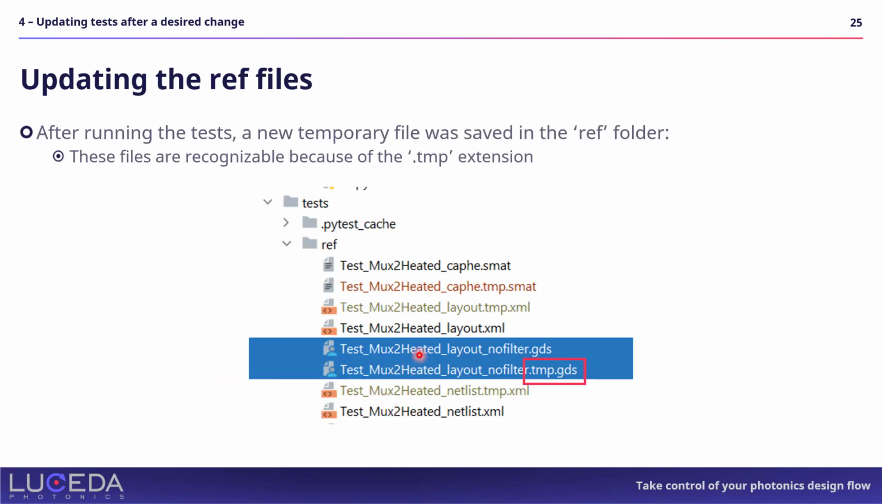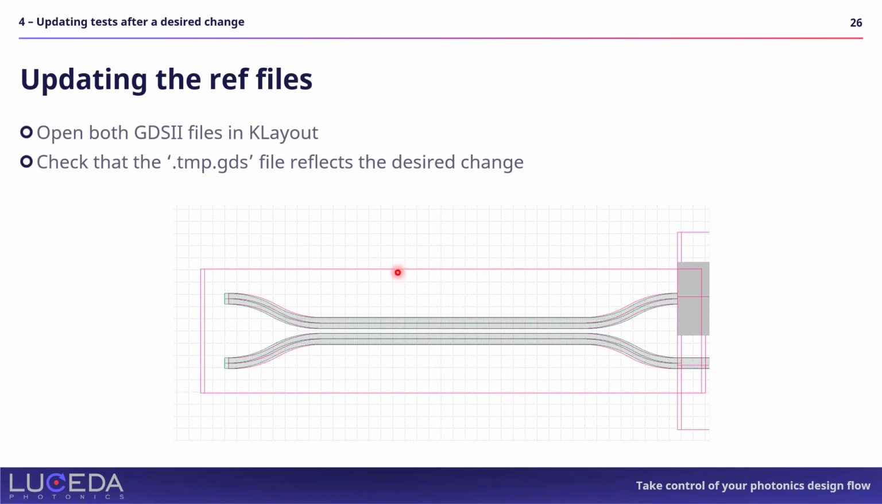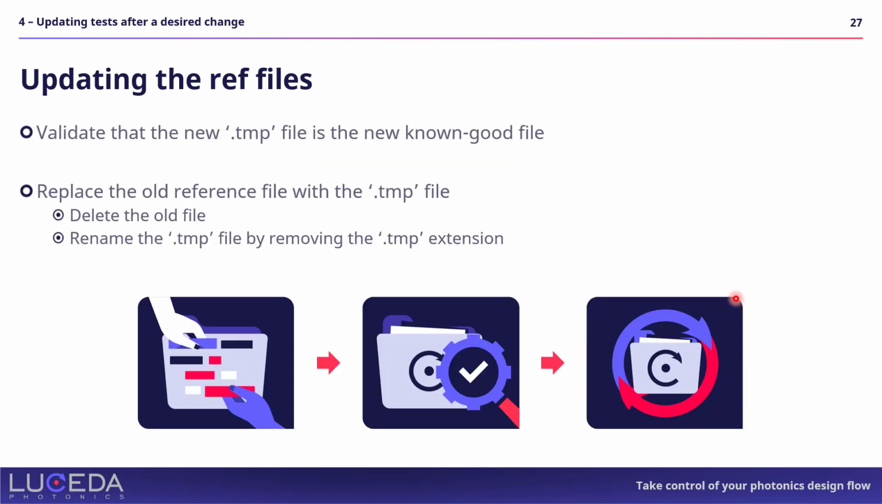In order to update the test, we have to look inside the ref folder. You will see that after running the test for a second time, you obtain a TMP folder, a temporary file, which is compared to your known good reference file. If you open both files in KLayout, you can see the two components, the known good reference file and the new one, on top of each other, and you can check whether the temporary file reflects the desired change. If it does, then you can validate the new temporary file as a new known good file, and you can replace the old reference with the temporary file.